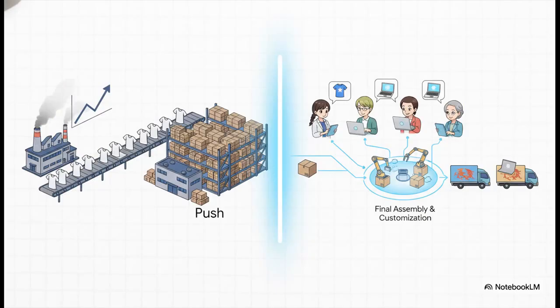Of course, most companies today are way too smart for that. They use a clever hybrid of the two. They might push all the common parts and components to different warehouses based on a forecast, but they only pull the final assembly together once you, the customer, actually place a specific order. This gives you the best of both worlds. You get efficiency and customization.